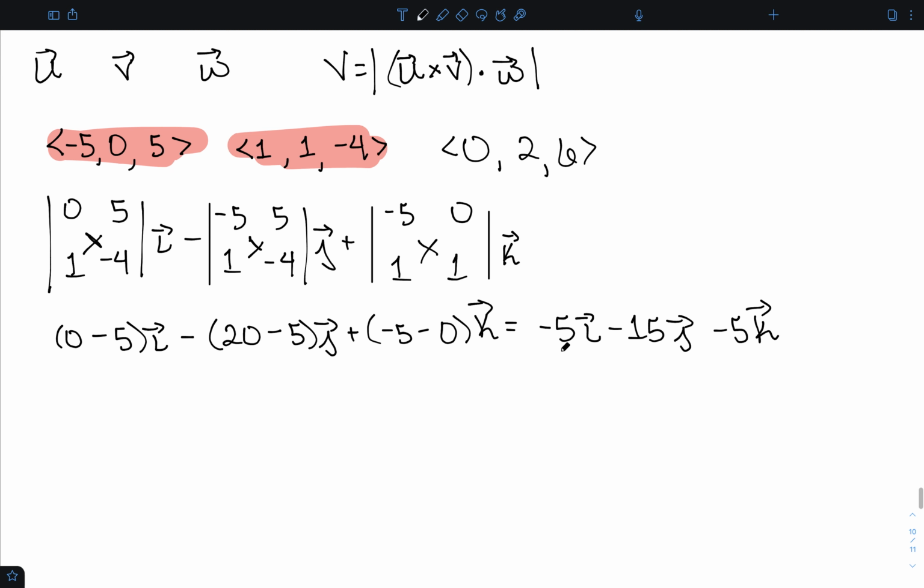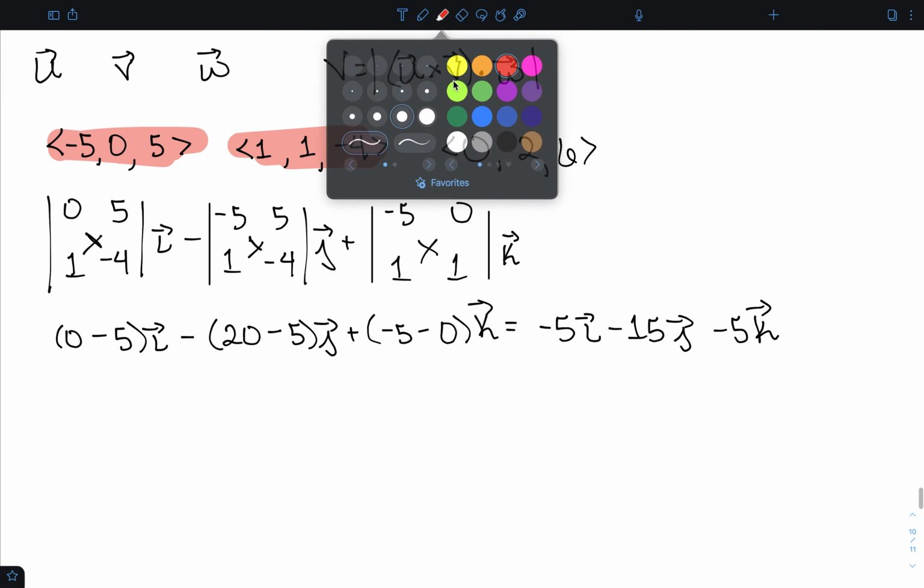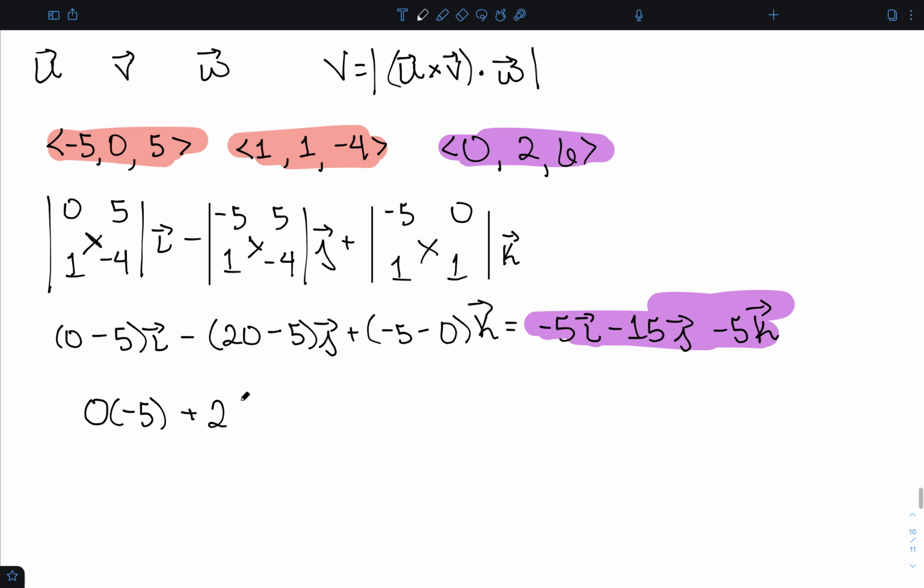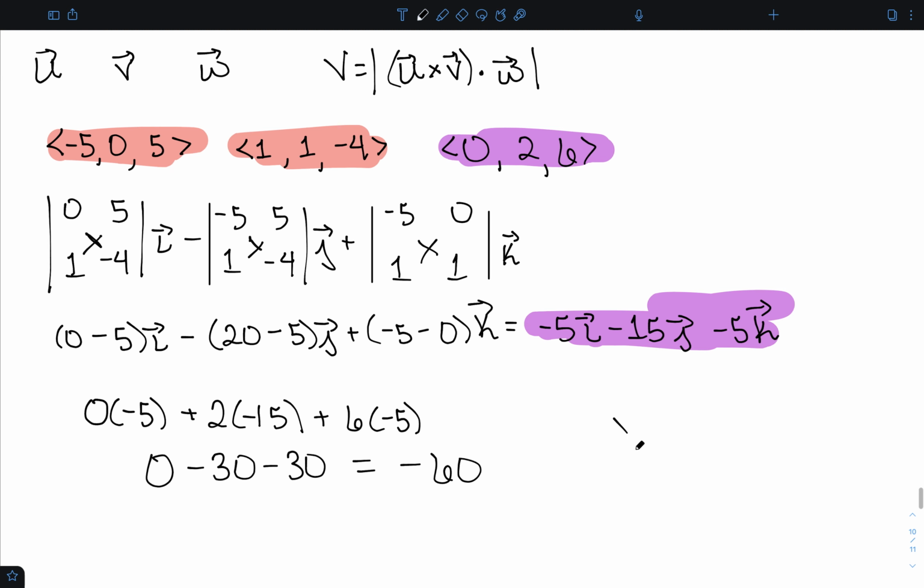Now, I want to take the dot product of this with my third vector, my third point. So I now need to take the dot product of these 2. Multiplying things in corresponding positions, I have 0 times -5 plus 2 times -15 plus 6 times -5. This would be 0 minus 30 minus 30, which is -60. So the volume of this parallelepiped would be 60.